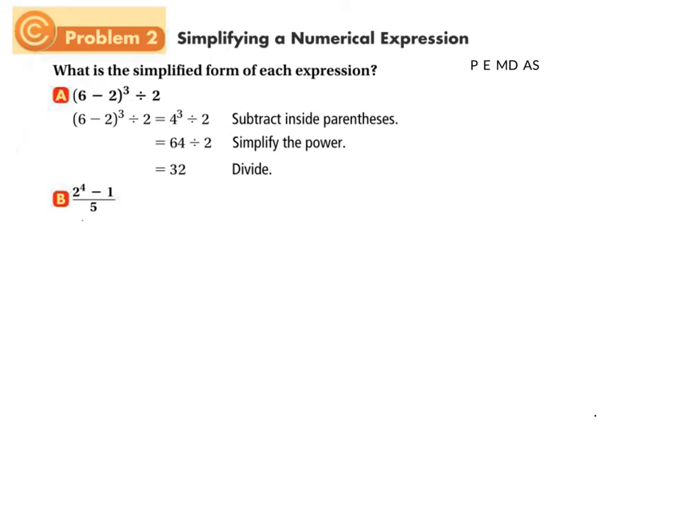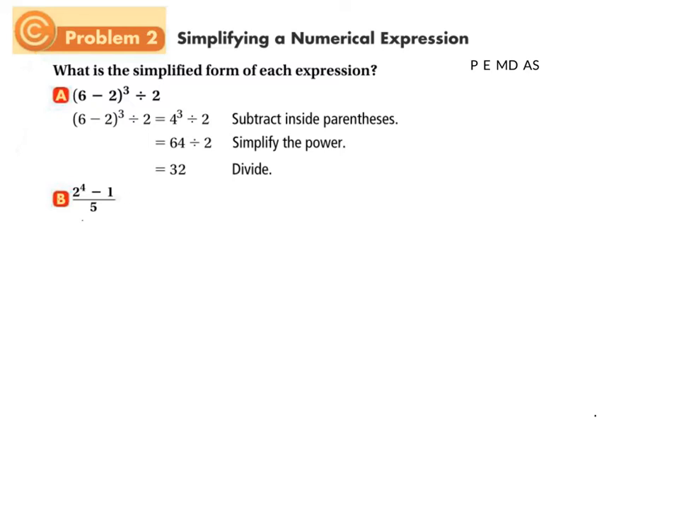Invisible grouping symbols surround the top and the bottom of a fraction bar. And you have to simplify the entire numerator and the entire denominator before you can do the division of the 2 resulting answers. Okay? So what can we do first? Well, if we have to do top and bottom first, the bottom's already done. It just says 5. But we can simplify this numerator.